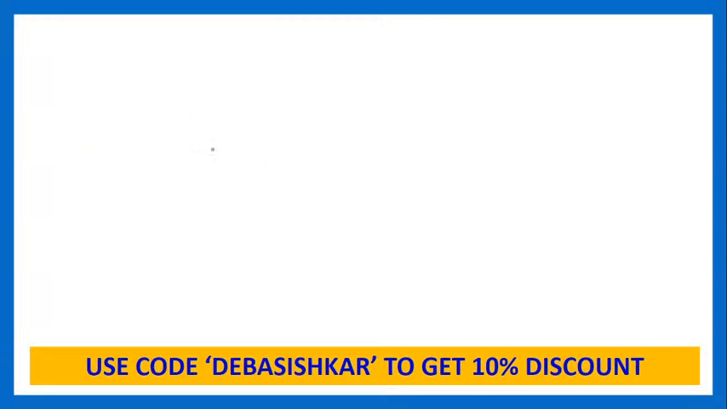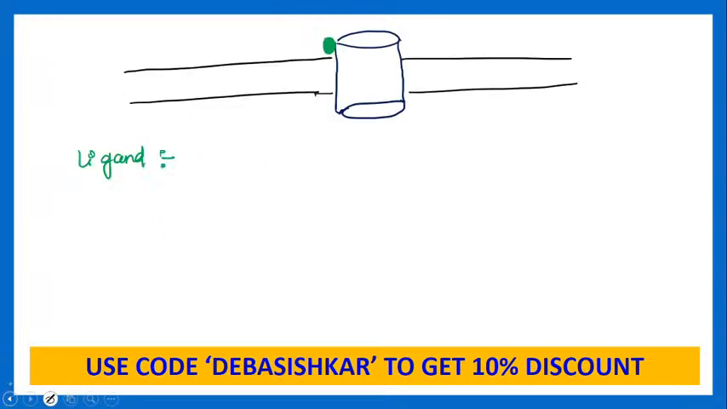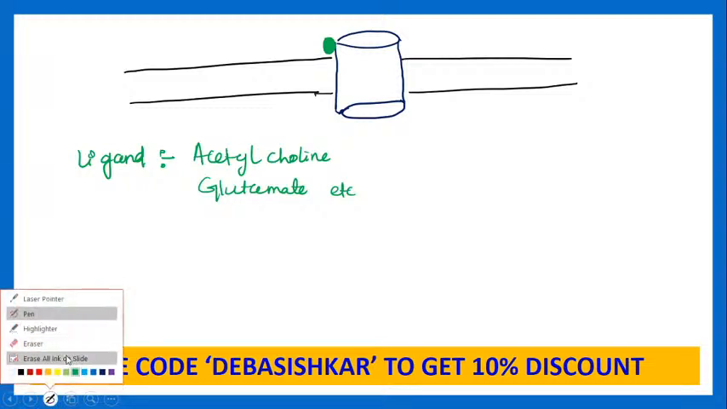What can the ligand be? It can be acetylcholine, glutamate, etc. Right? There are a lot, like glycine, GABA, epinephrine, norepinephrine, aspartate. There are some excitatory neurotransmitters. There are some inhibitory neurotransmitters. Excitatory neurotransmitters open sodium channels. Inhibitory neurotransmitters open what? Calcium channels. Right? I will definitely give you a glance about that.